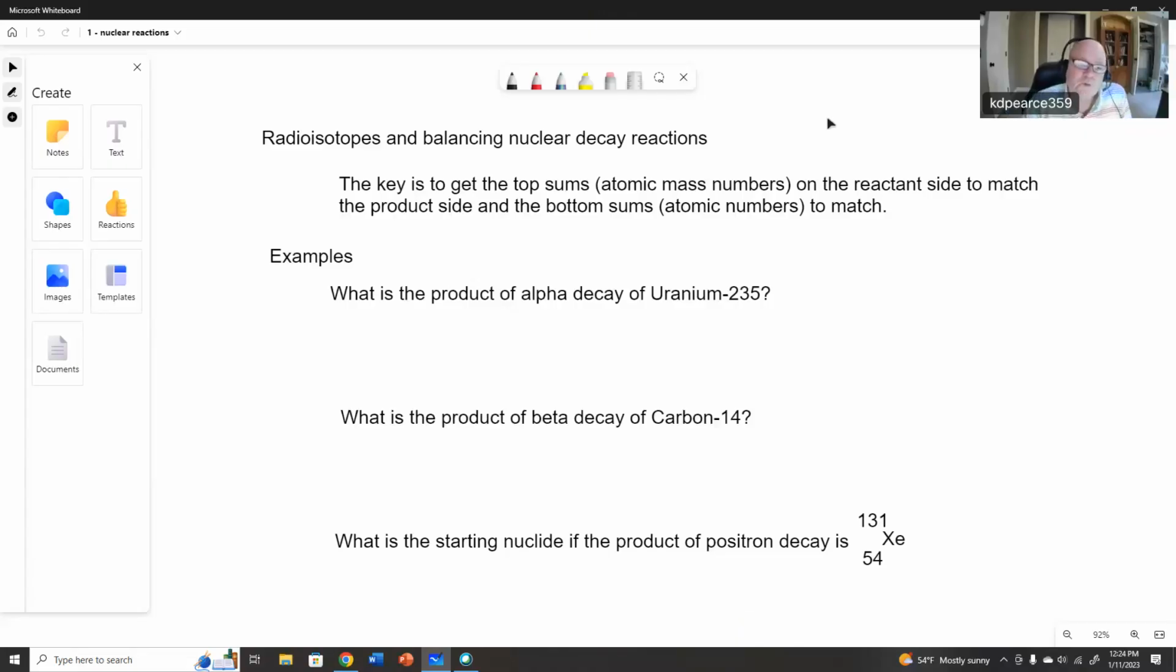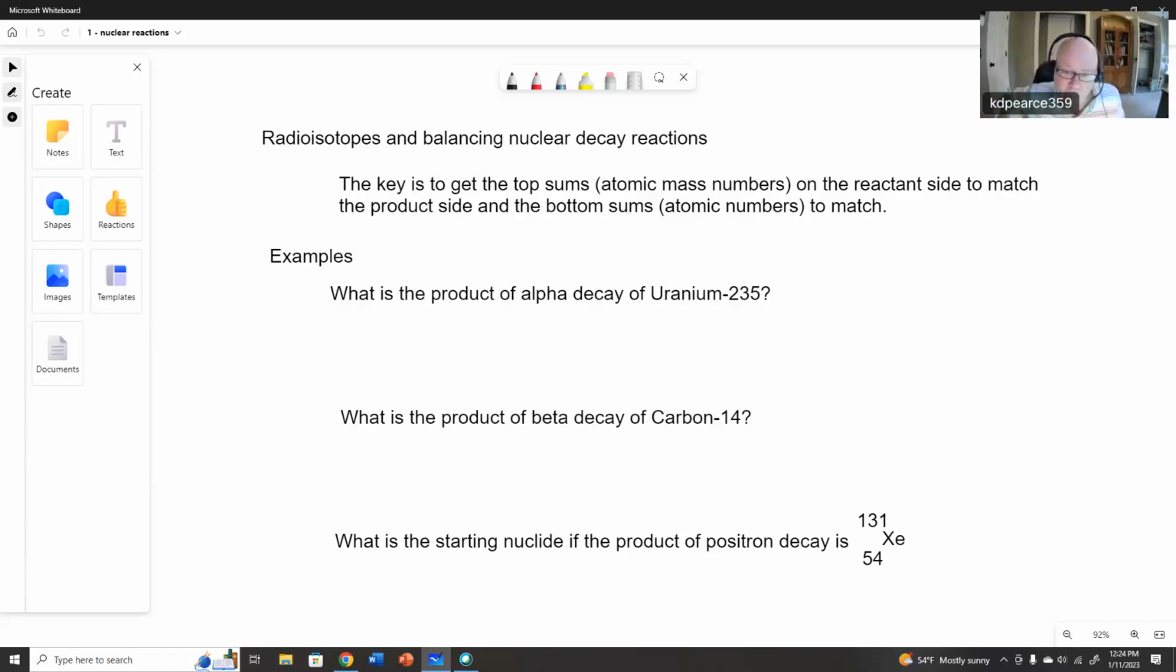So one of our essential skills is balancing nuclear decay reactions. And of course, any radioactive nucleus, we call it a radioisotope. And the key is to get the top numbers and the bottom numbers, in other words, the atomic masses and the atomic numbers, to balance. In other words, we need the left-hand side to be equal to the right-hand side.